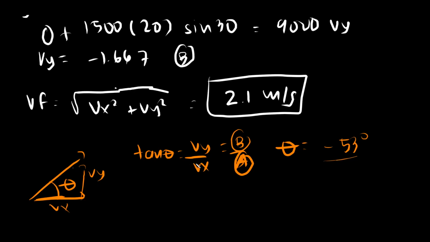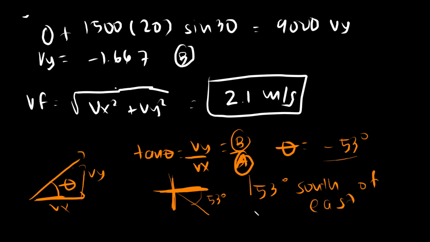Ang meaning anang negative is if kani mong x ug y, di ba, negative pa ra ka. So, mo hang 53 degrees. So, imong direction is 53 degrees, okay, south of east. Okay, south of east. Okay, answer.